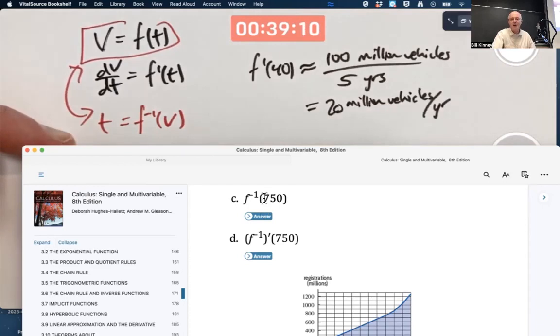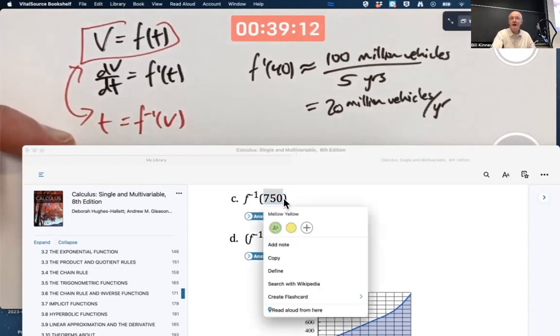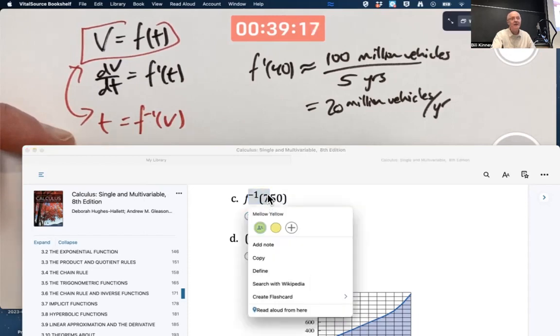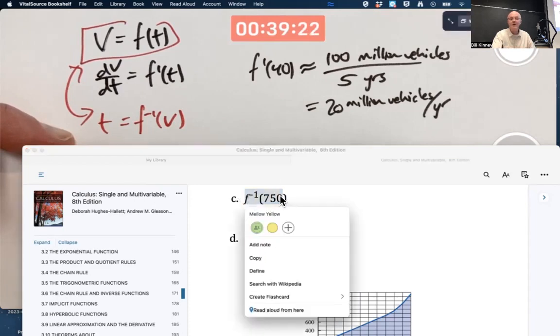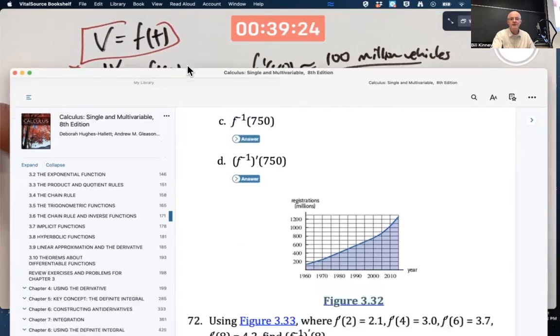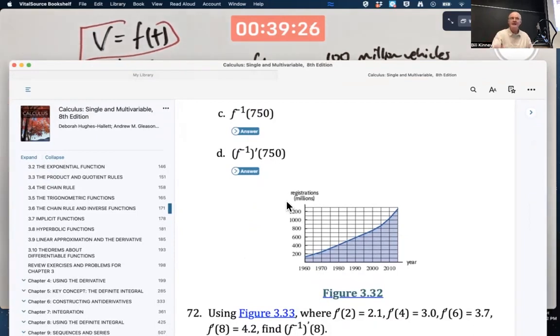So to answer this question, the 750 must be a value of v, a number of vehicle registrations, and the value of the function must be a time. This function is going to represent the time in years since 1960 when there were 750 million vehicles. In this graph, you don't want to do any reflecting. You want to just change which axis is the independent variable. You'd make the vertical axis the independent variable, go up to 750, then go over to the time. It's close to the year 2000. If I had to estimate most accurately, I'd say maybe the year 1999 or 98 or something.